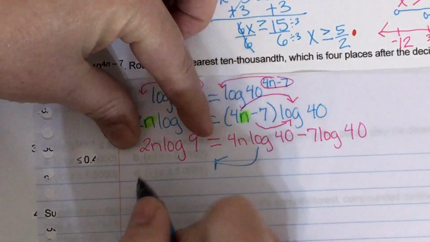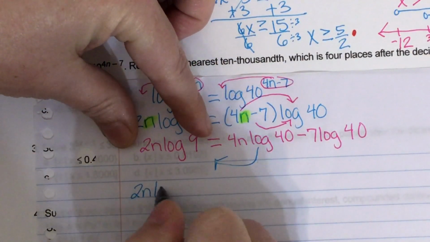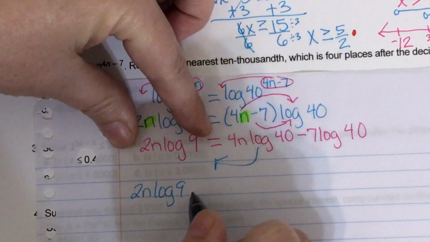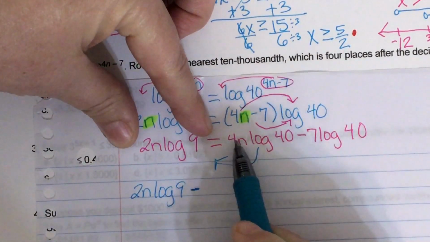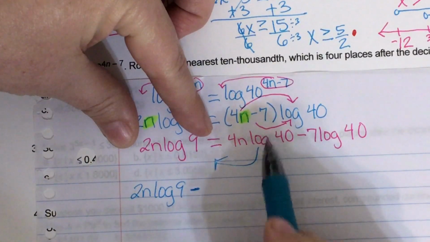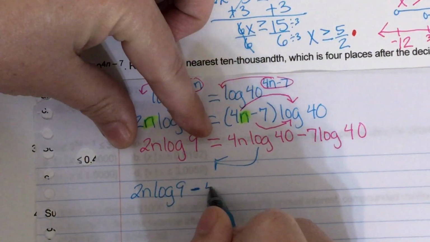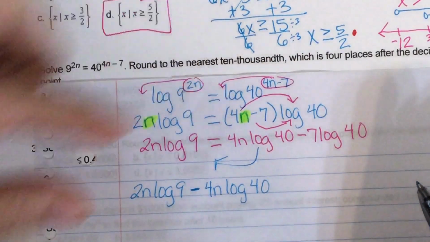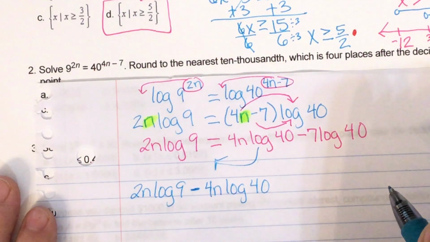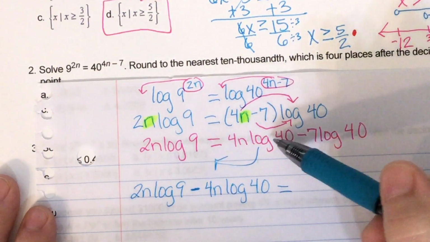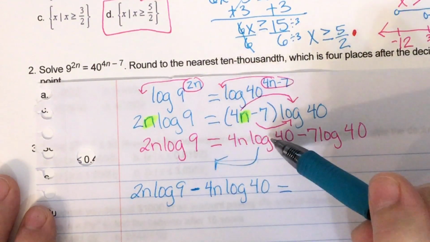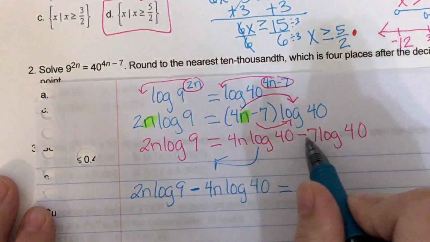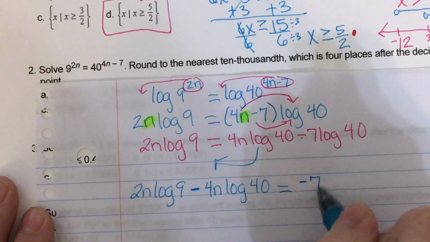So this comes down, and I'm subtracting this positive 4n to the other side. So I'm subtracting 4n log 40. And so now that I have subtracted it from this side, he's not here anymore. That just is gone. And all you're left with is negative 7 log of 40.